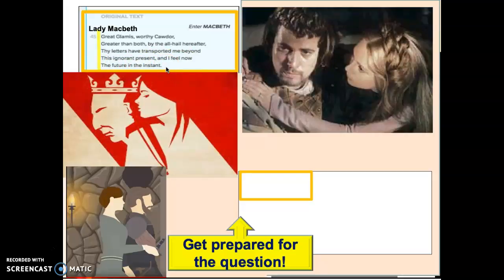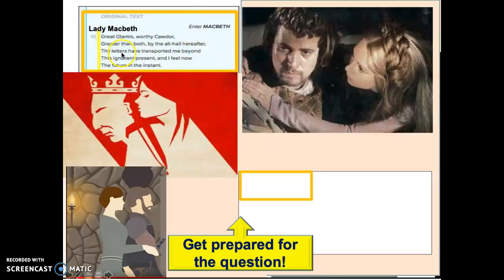Let's think about the words. Let's think about the way she started. She used the combination of great Glamis, worthy Cawdor: adjective, noun, adjective, noun. Greater than both. By the all hail hereafter, all hail. What is she referring to? Where did we hear this? Do you remember?